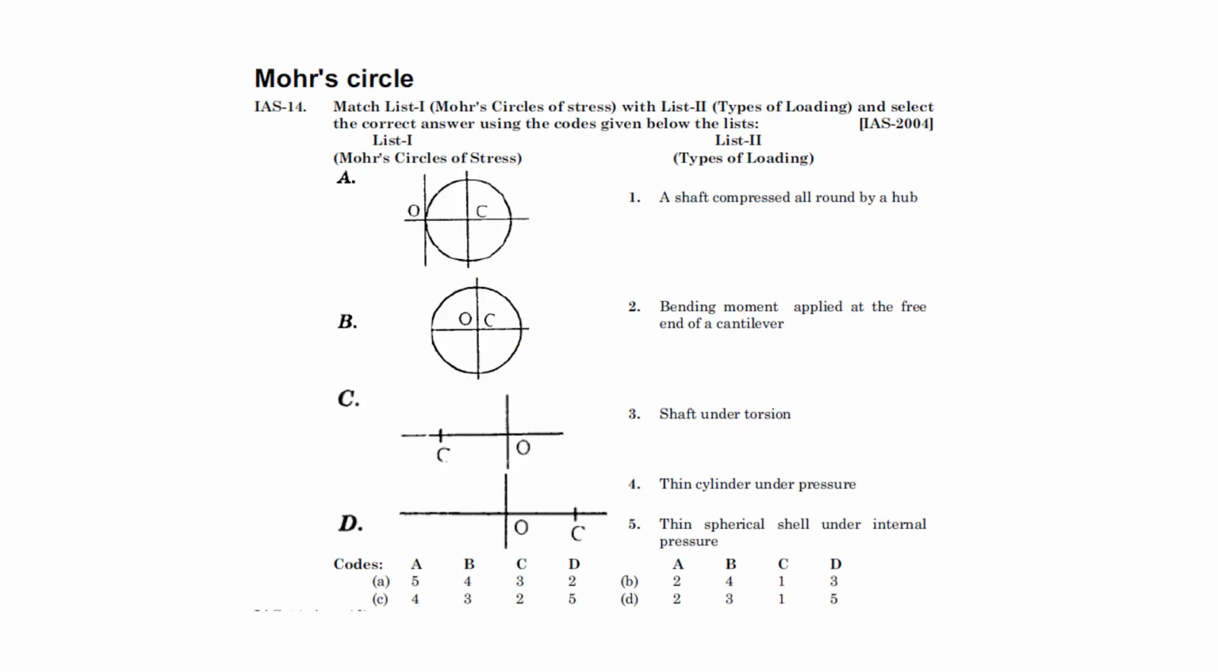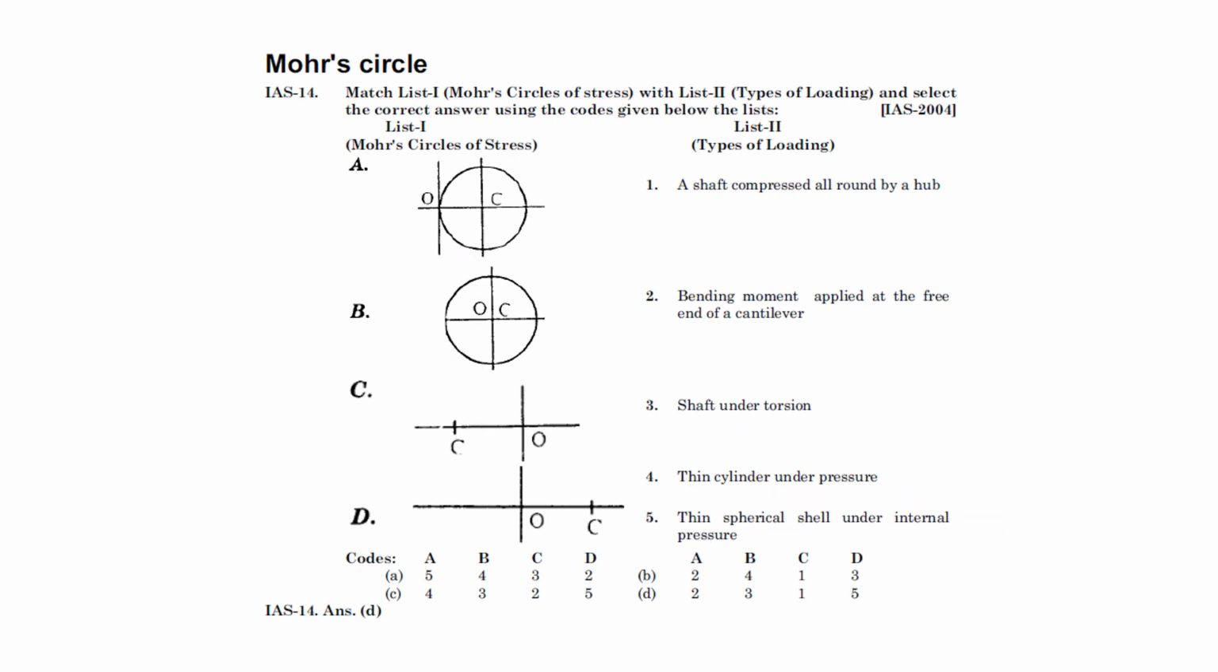Next question: match the list. Mohr circles are given, and a few things are given, and we have to match each with a Mohr circle. The first is bending moment applied at the free end of a cantilever. B, remember, is like pure shear, where only tau will be there, so shaft under torsion.